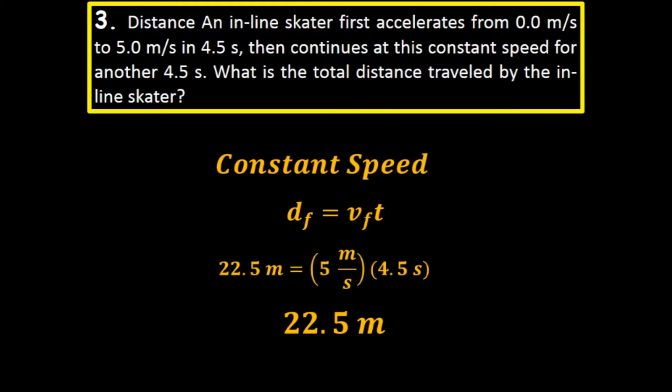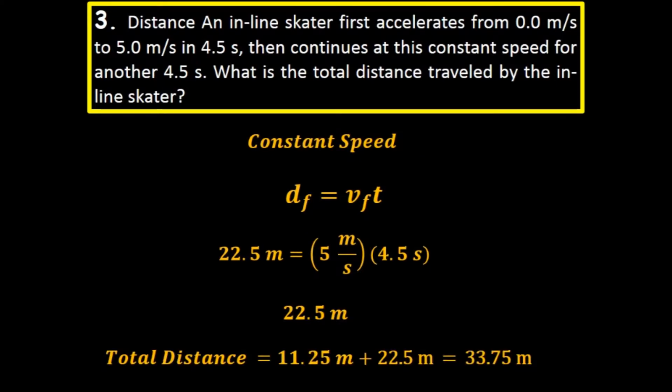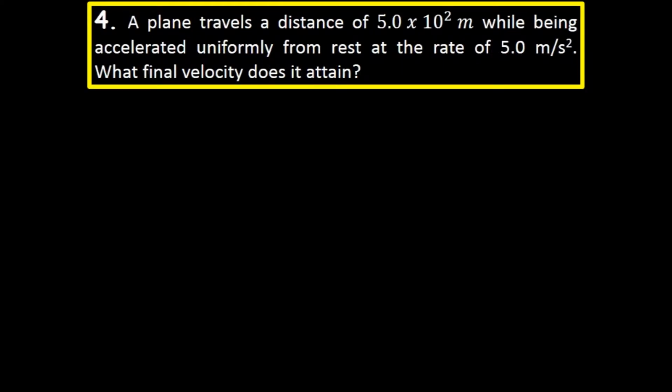You add the two distances and you get 33.75 meters. That's the total distance traveled. Now, you can do these in two parts, the accelerated and the constant, or you could graph it and do the area under the curve.